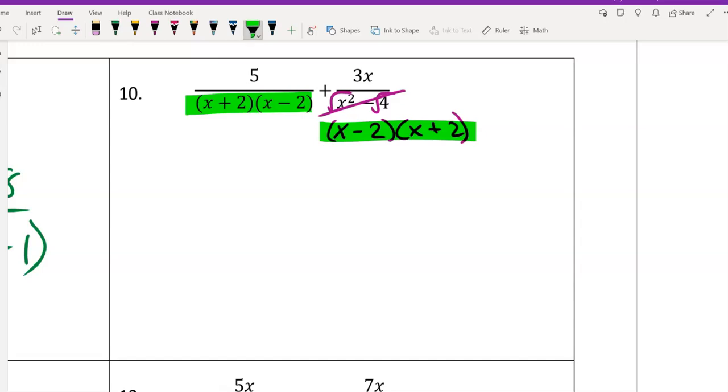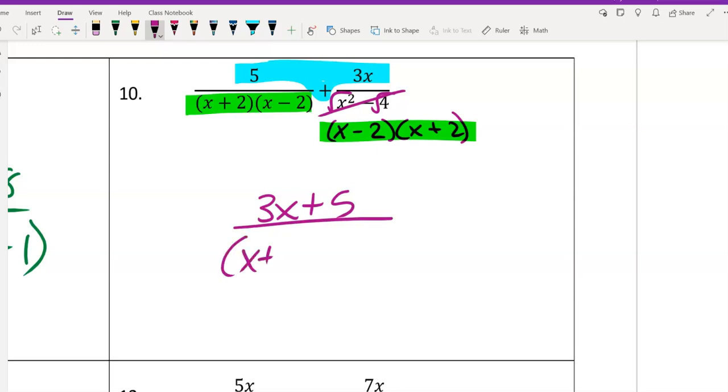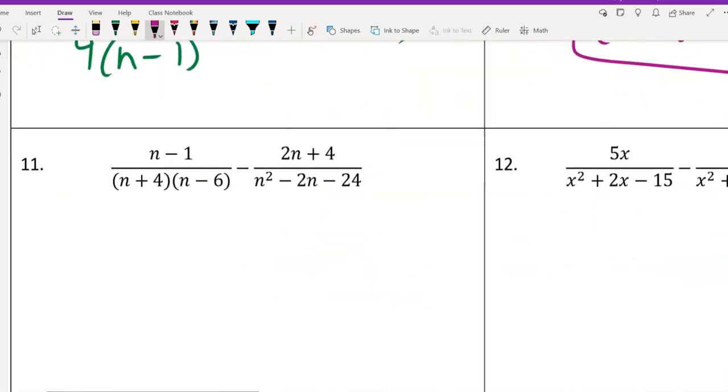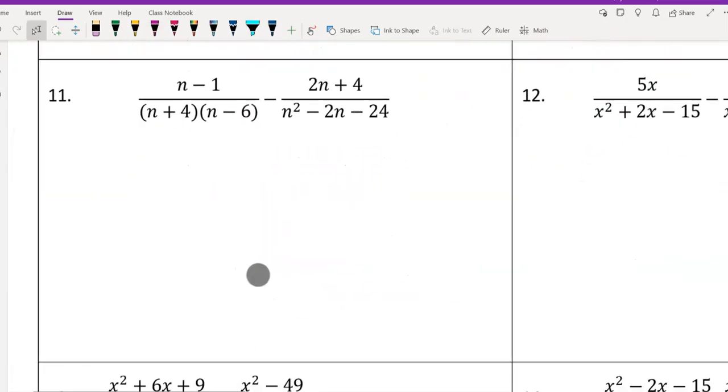So we can go ahead and combine the numerators over the common denominator. So we have 5 plus 3x. Well, 5 does not have an x, so 5 and 3x cannot be combined. We'll go ahead and write it in standard form anyways, over common denominator. That's the answer there. All right, number 11, subtraction again.